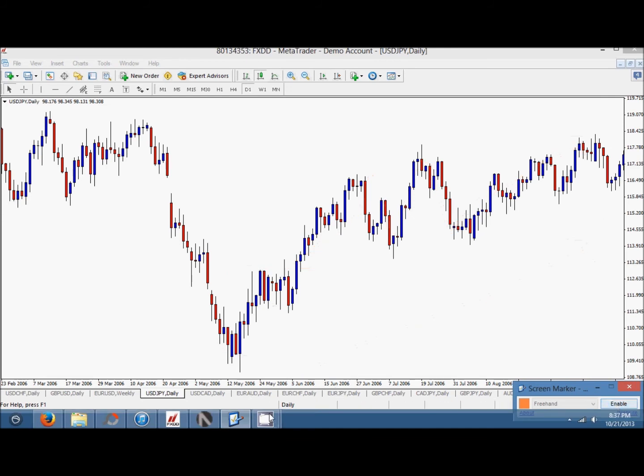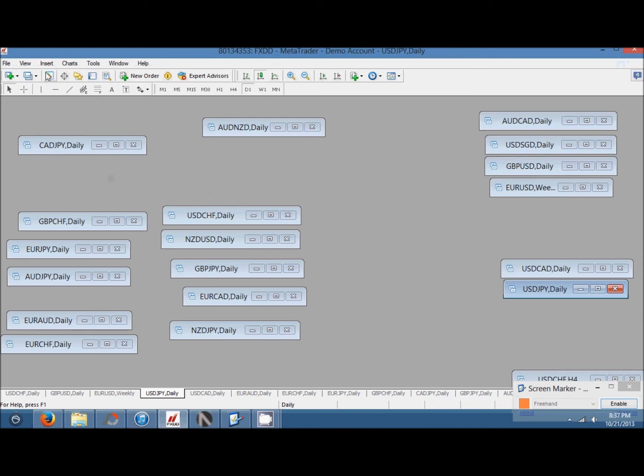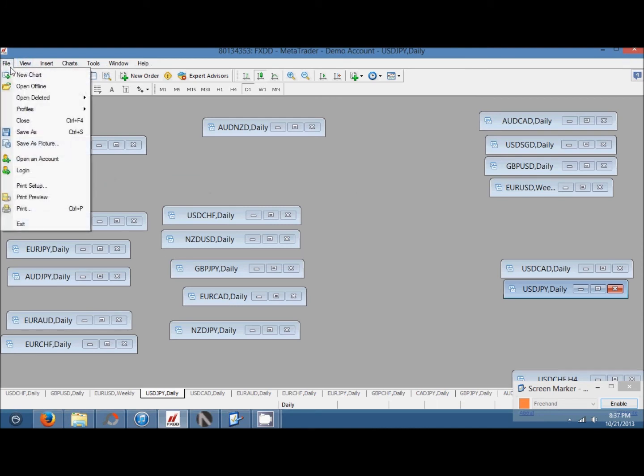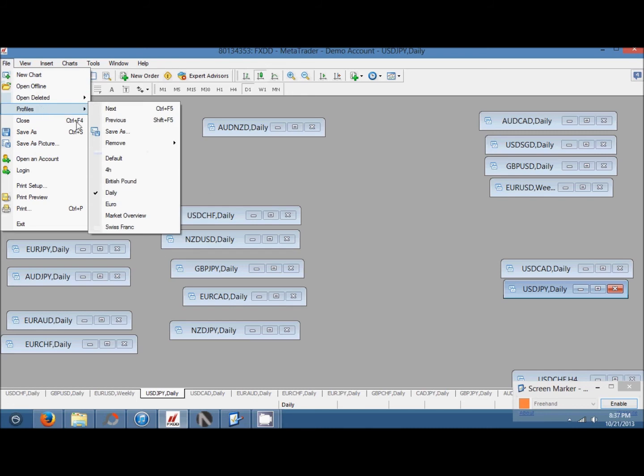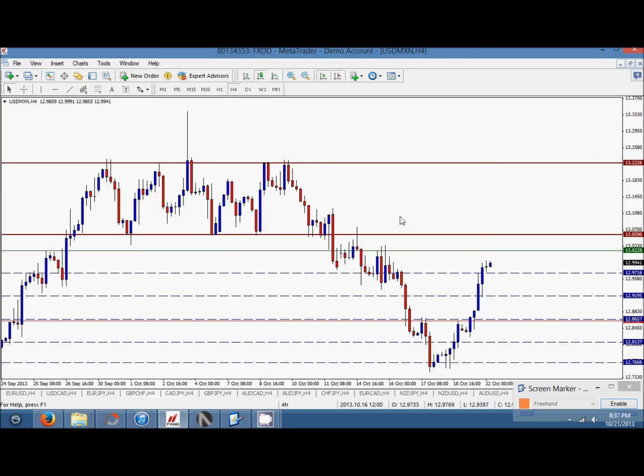Now, let's take a quick look at how you can trade with the trend and how the trend can help you in your trade. So if we go to the 4-hour charts, we go to a recent trade that I took, which is on the US dollar peso chart.